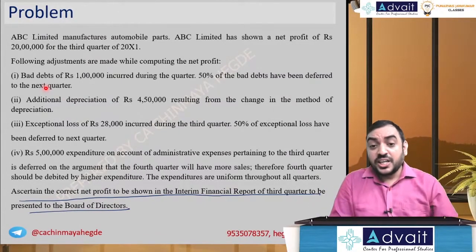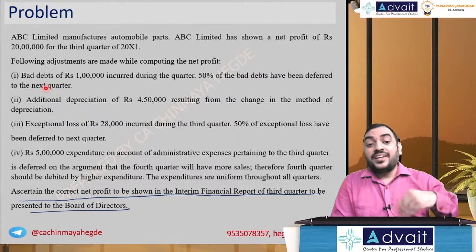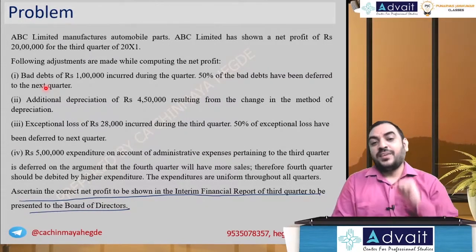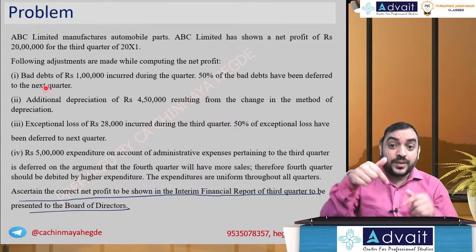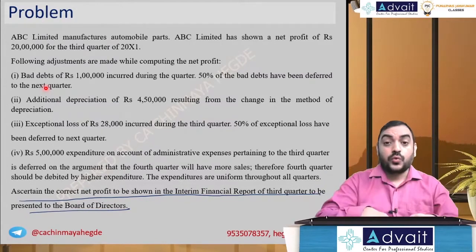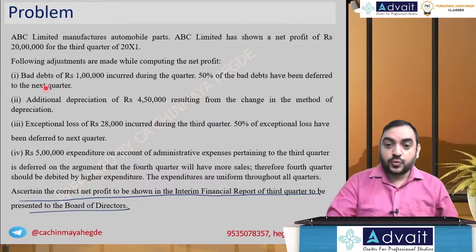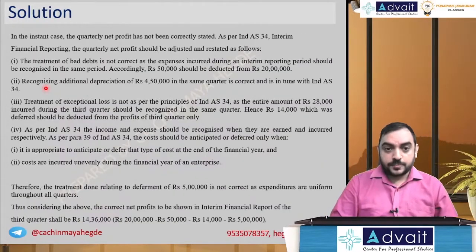But what they have done, 50% of the bad debts have been deferred to next quarter, wrongly deferred. And wrongly deferred means what? That it should be recognized now. Recognized means profit will reduce. So 1 lakh into 50%.